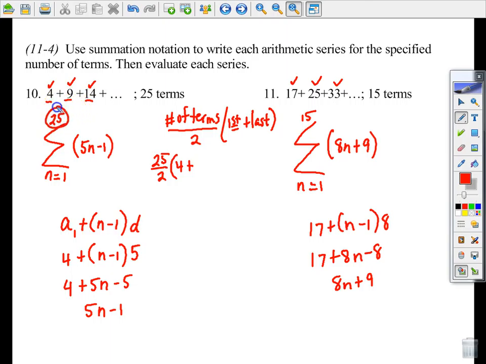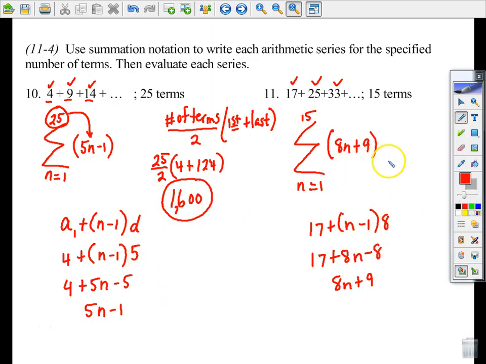If I just take this top number above sigma, plug it in for n, and simplify. So 5 times 25 is 125, minus 1 is 124. So let's see, 12 and a half, that's 25 over 2. 12 and a half times 128 is 1600. So the sum, or evaluating the series for number 10, we get 1600.